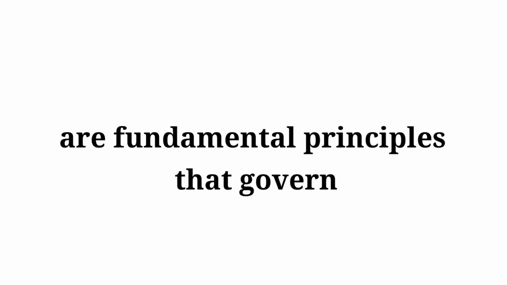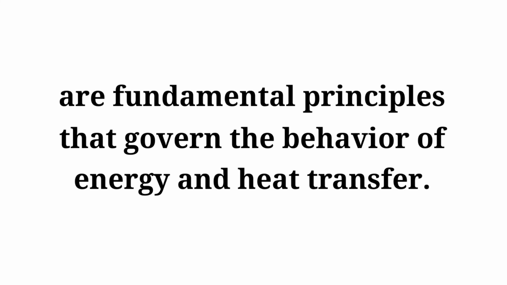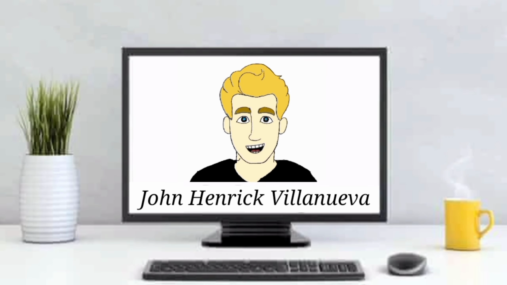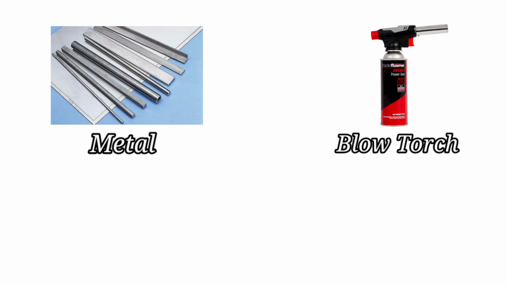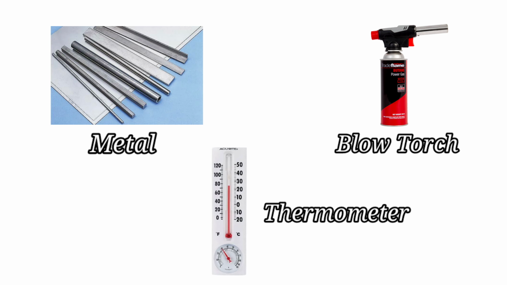The zeroth, first, second, and third laws of thermodynamics are fundamental principles that govern the behavior of energy and heat transfer. To demonstrate these concepts, we only require a few metal objects, a heating source for the metals, and, of course, a thermometer for measurements.